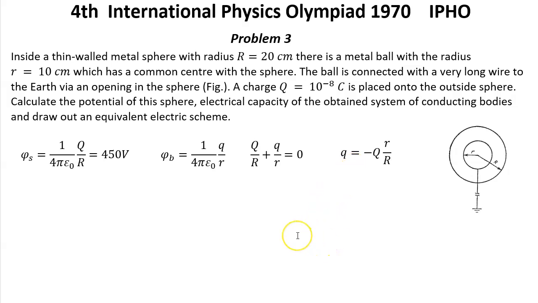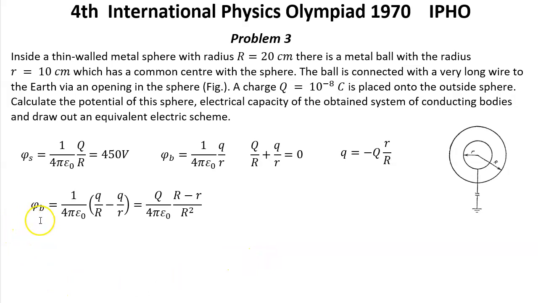Now let's count the potential difference between the inside surface and the outside surface. Because it's created only by the charge small q, and the charge big Q is not creating any electrical field inside, we have a potential difference equal to this one or this one. And now we can count the total capacity of these two surfaces. That will be total charge Q over total potential difference, which is this one, or 44 picofarad.